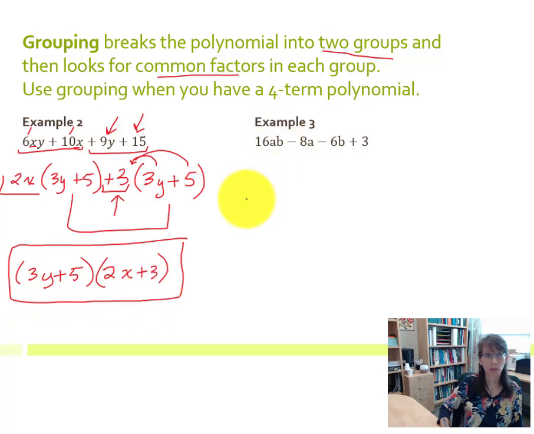For example 3, we'll notice we have 4 different terms. So I'm just taking the first 2 as a group and the last 2 as a group, and then I can use the greatest common factor technique. I've got coefficients of 16 and 8, so those are both divisible by 8. And it looks like a is a variable common factor. 8a multiplied by 2b would recreate that first term.